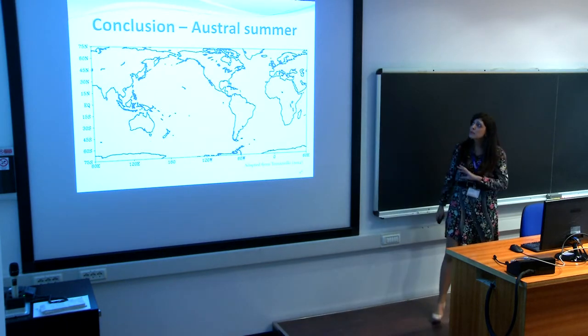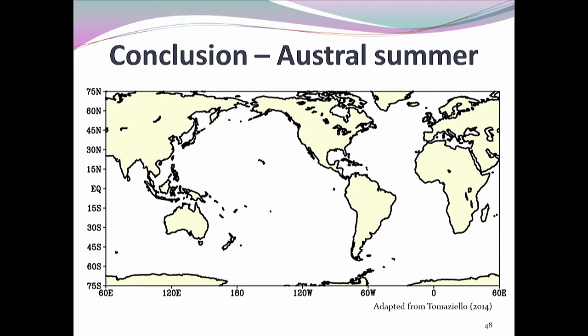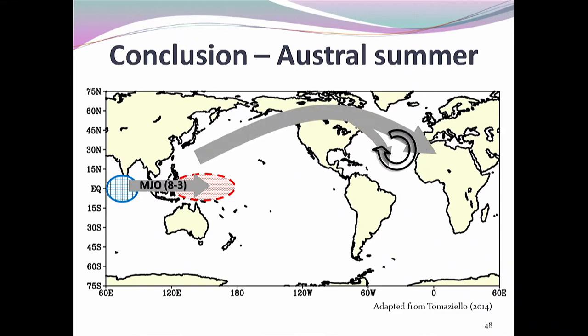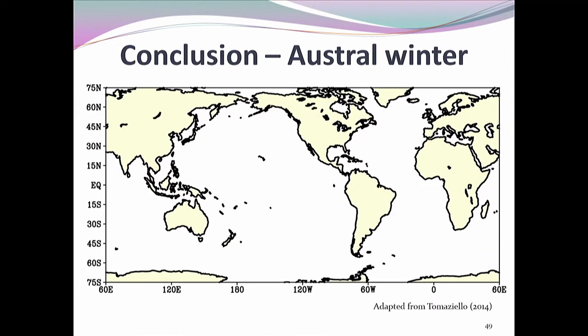Then here we have a summary of the results for the austral summer. Then we have the MJO in phases between 8 and 3, with convection here and suppression in red color. Then there is triggering of a wave train and intensification of the North Atlantic subtropical high, intensification of the trade winds in the Atlantic region, and then intensification of this pattern that's represented by the combined EOF, and suppression in both these areas.